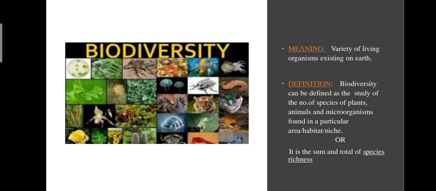Okay, so in simple words you can also define biodiversity as the sum and total of species richness. Now comes the point, what do you mean by species richness? Species richness is nothing but the number of species that are present within a unit area. In a given unit area, how many species are able to be accommodated in that area is known as species richness.